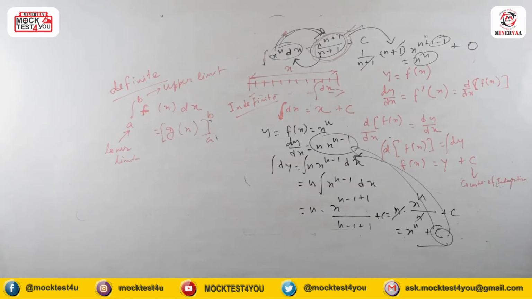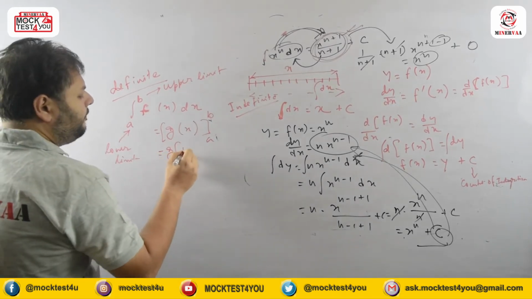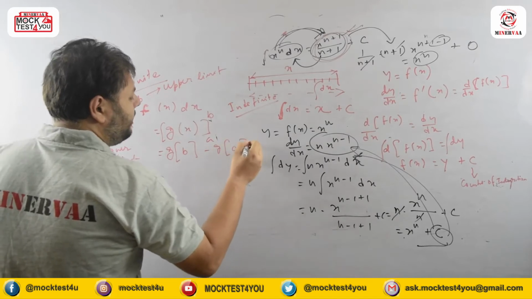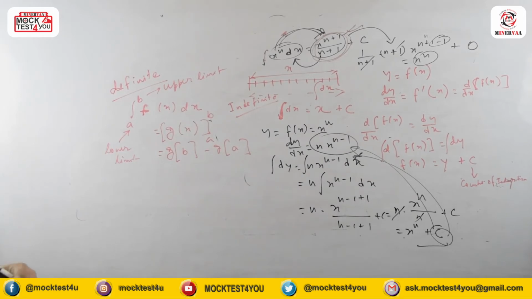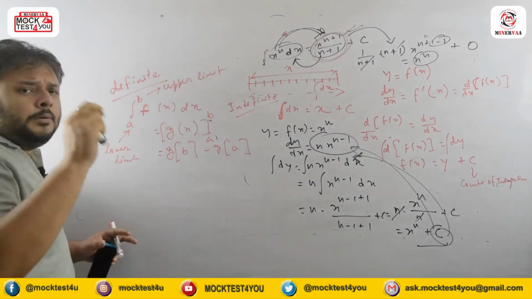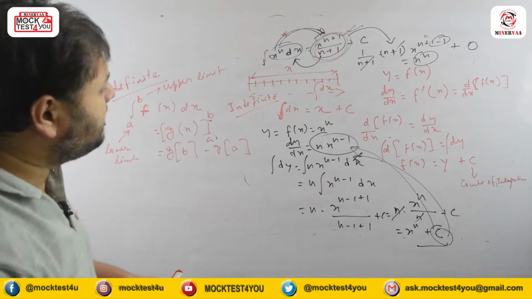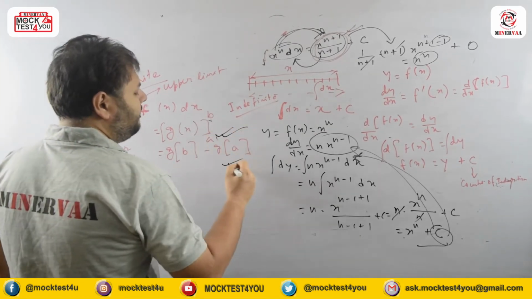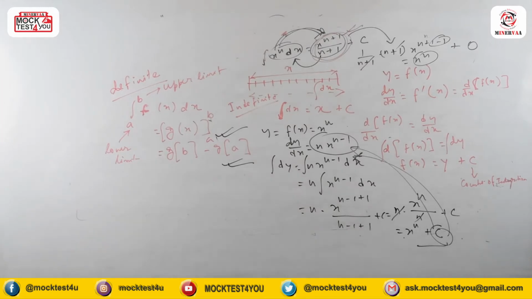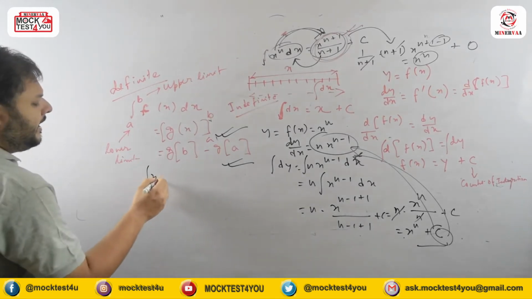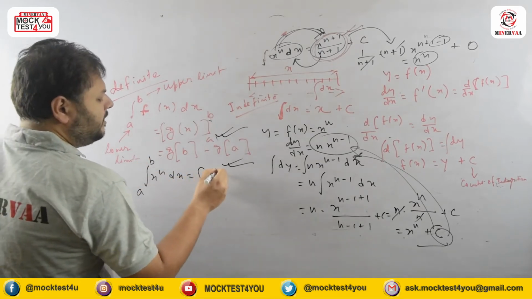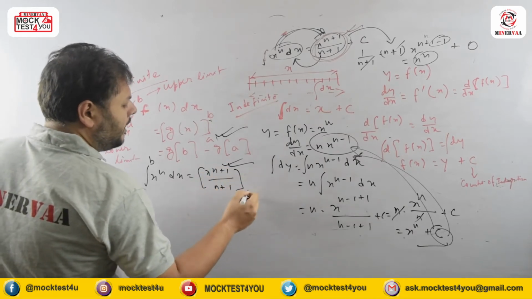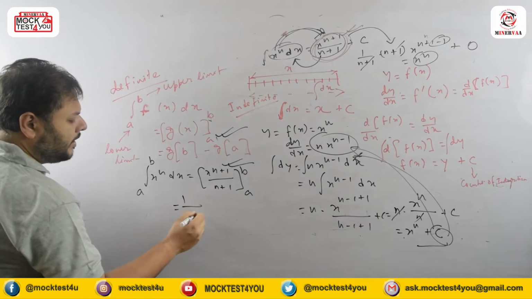So what will be your final result of this calculation? That is g of b minus g of a. The final result carries the value range of the integrating variable between its lower limit and upper limit. So the process is, in the final result, put the upper limit minus lower limit. This is the process by which you can do definite integration directly. So x to the power n dx, if I integrate between a to b, the same formula, it will be x to the power n plus 1 by n plus 1 from a to b. So 1 by n plus 1 will be taken out.